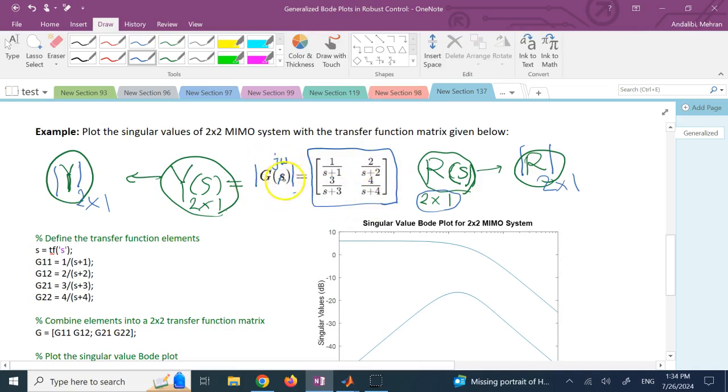Now, this eigenvalue analysis was good when G was a square matrix, but G is not necessarily always square, okay? For instance, if your input has 3 members and your output has 2, then G has to be a 2 by 3. So you're going to have 1 extra transfer function here and 1 extra over there.